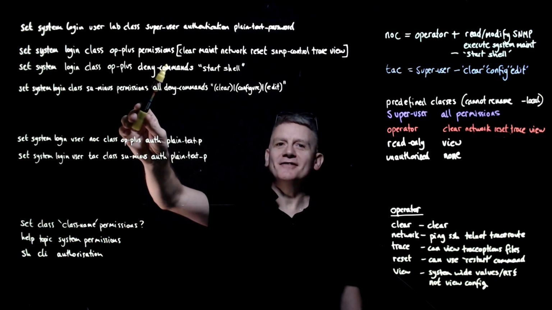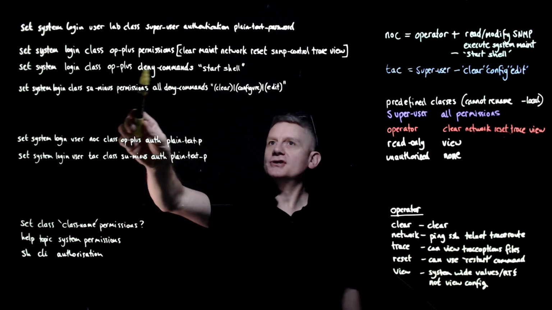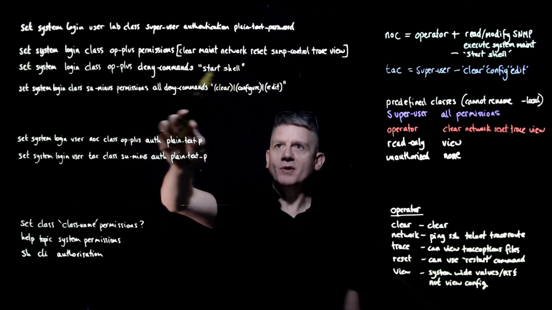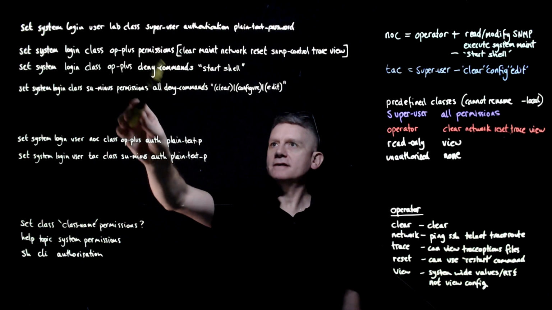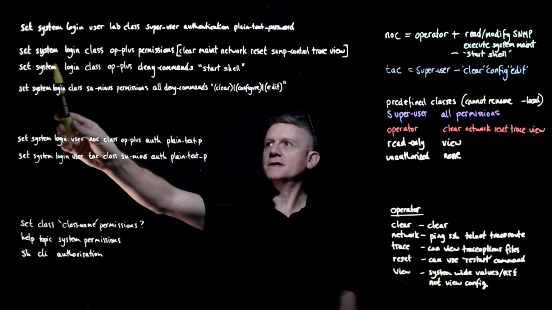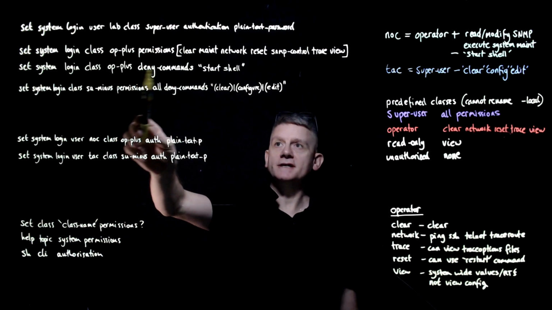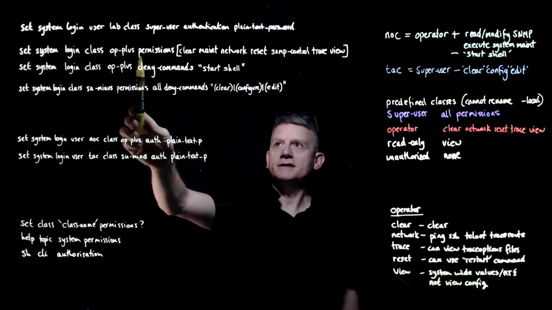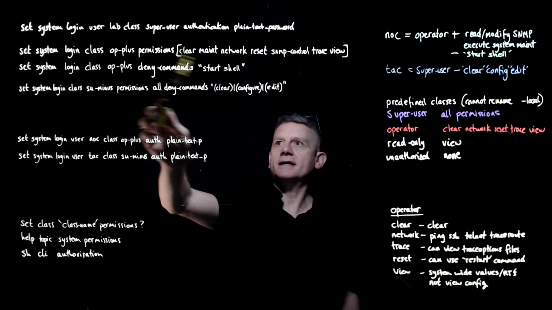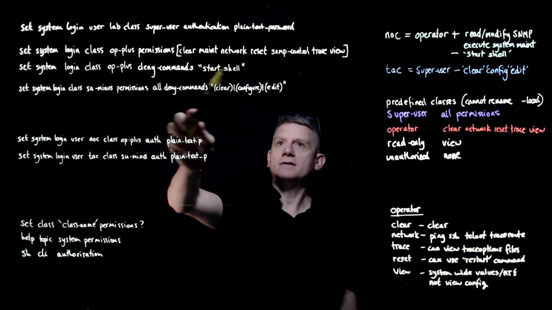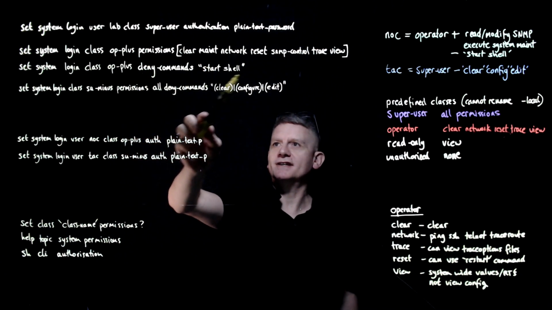Okay, so now we need to remove a command according to our requirements, and that's start shell. And notice this really is a bit different. Set system login class op+, and then this is called deny commands start shell. So inside permissions you have a square bracket, then you have deny commands with these inverted commas.